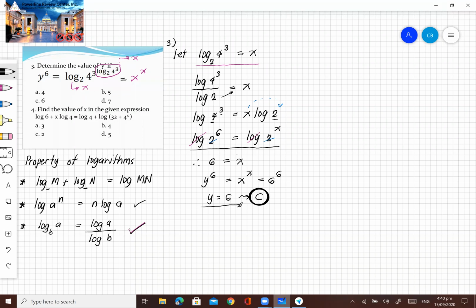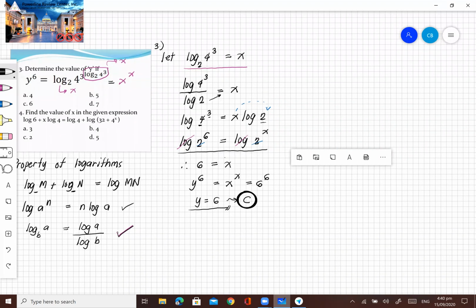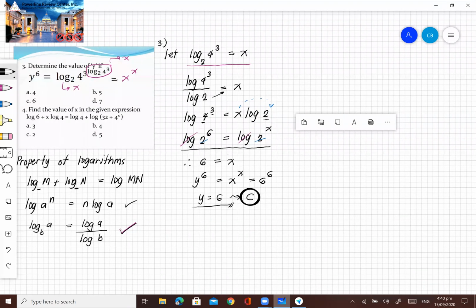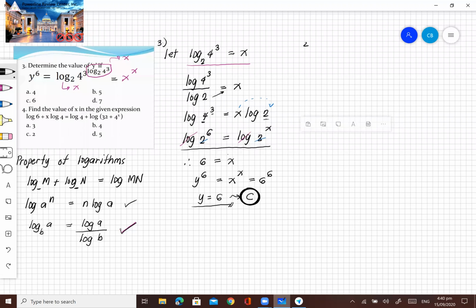Okay. Iwanan ko yung number 3. Try natin yung problem number 4. Dito ko ilagay si number 4. For problem 4, again, that is just logarithmic equation. Find the value of x in the given logarithmic equation. You have logarithm of 6 plus x log of 4 is equal to the logarithm of 4 plus the logarithm of the quantity. So, we have property of logarithm here.